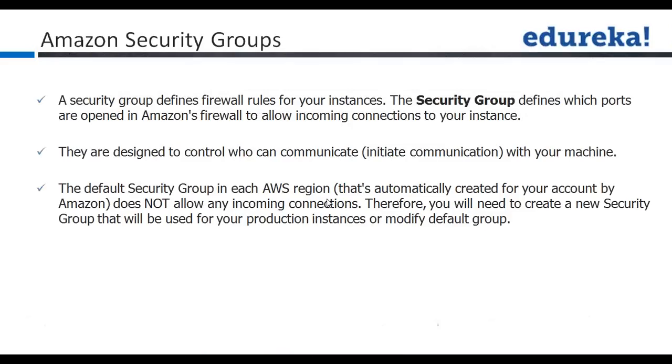So Amazon Security Group defines the firewall rules for the EC2 instance. We saw about that. They are designed to control who can communicate. So default security group in each region is allowed. Therefore, you need to create a new security group that you will use for your production instances when you want to do that.